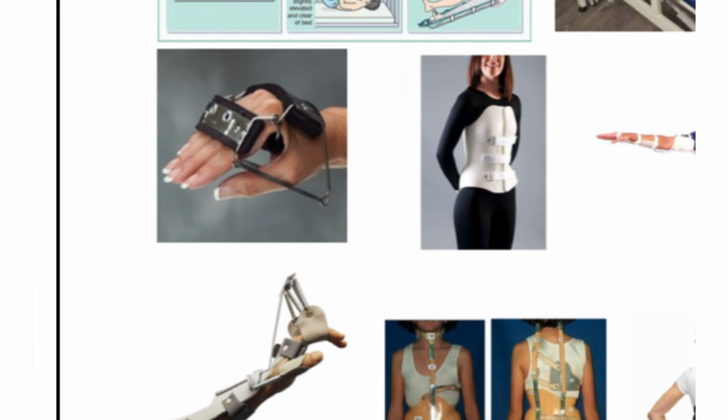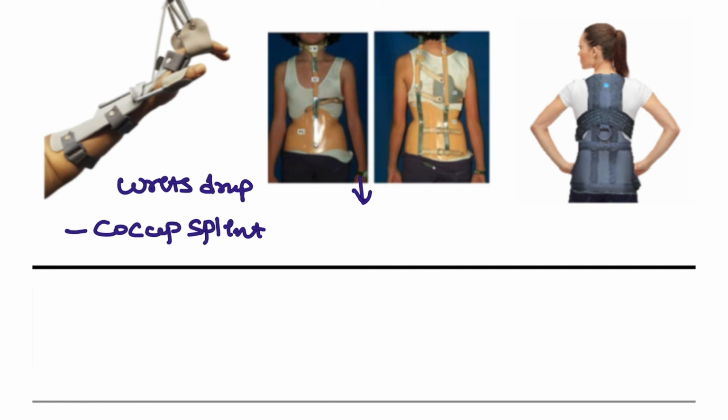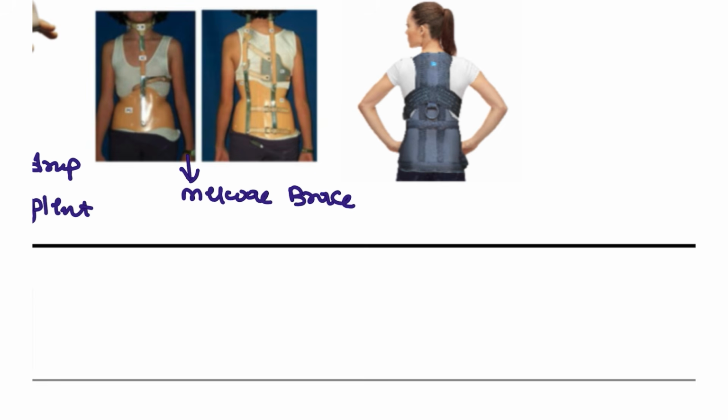Next, what is this one? This is used for patients with claw hand, and this is the knuckle bender splint. Next, this one is used for wrist drop. Here it is the cock-up splint. Right. Next, this picture is the Milwaukee brace, and here this is another type. This is the Taylor brace.